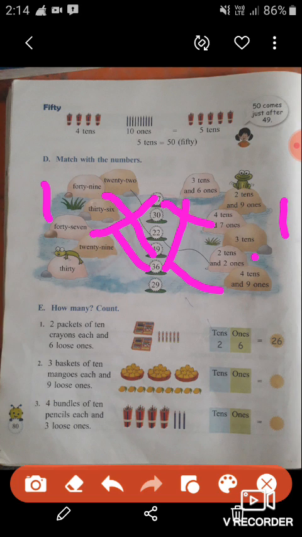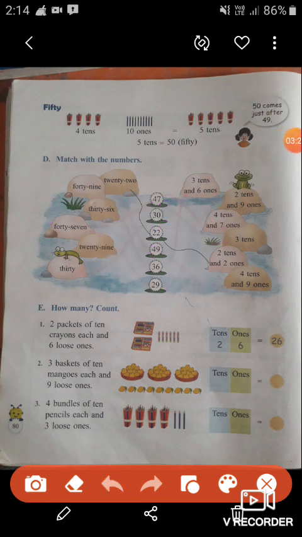Now 29. 29 is at the bottom and 29 is written as 2 tens and 9 ones. Now at last, which number is remaining? Yes, 30. So here 30 and we can write 30 as 3 tens. Okay. So question number D is completed now.